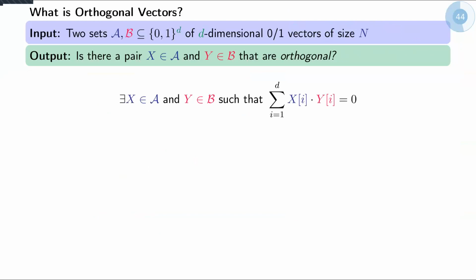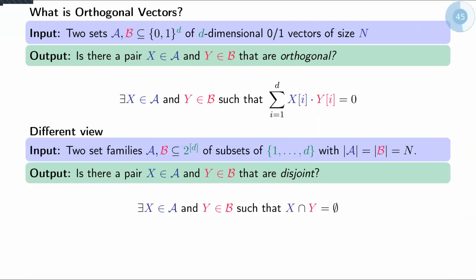So what is this crazy orthogonal vectors problem that I keep talking about? In the orthogonal vectors problem, you are given 2 sets, calligraphic L and calligraphic B, of d-dimensional vectors, and the task is to decide whether there is a pair that is orthogonal, so whether the product is 0.